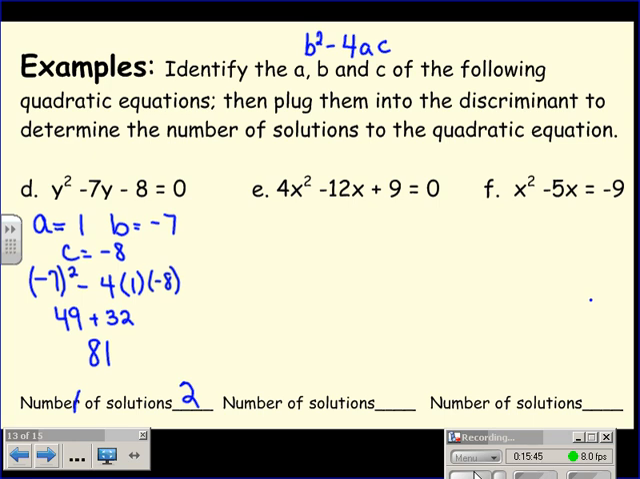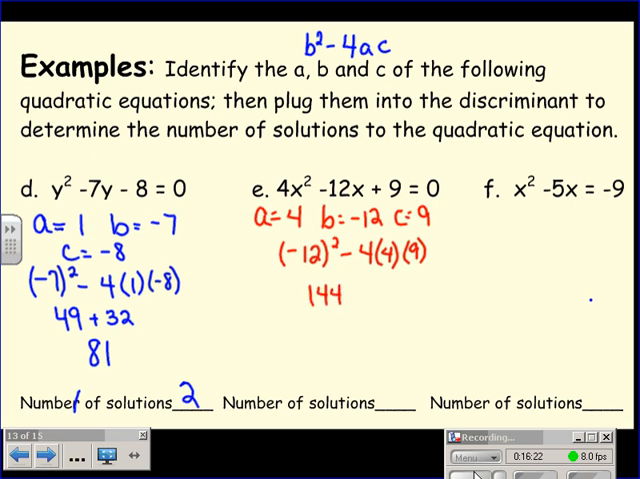In the next problem, I'm going to do the same thing, identify my a, b, and c. So my a is 4, my b is negative 12, and my c is 9. Plug it into the discriminant. So I have negative 12 squared minus 4 times my a, which is 4, and my c, which is 9. Negative 12 squared is going to be 144.